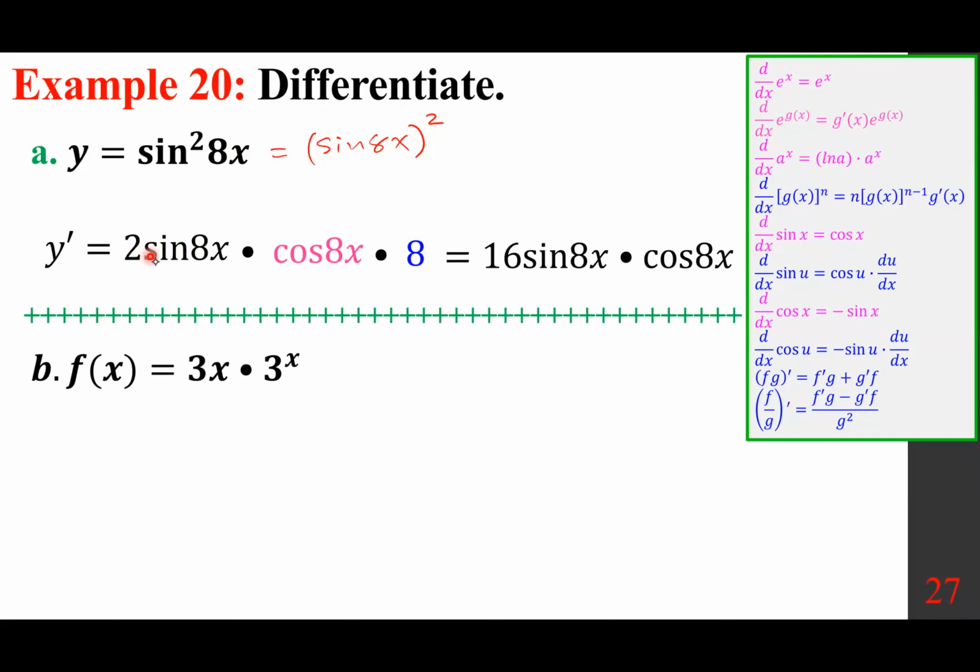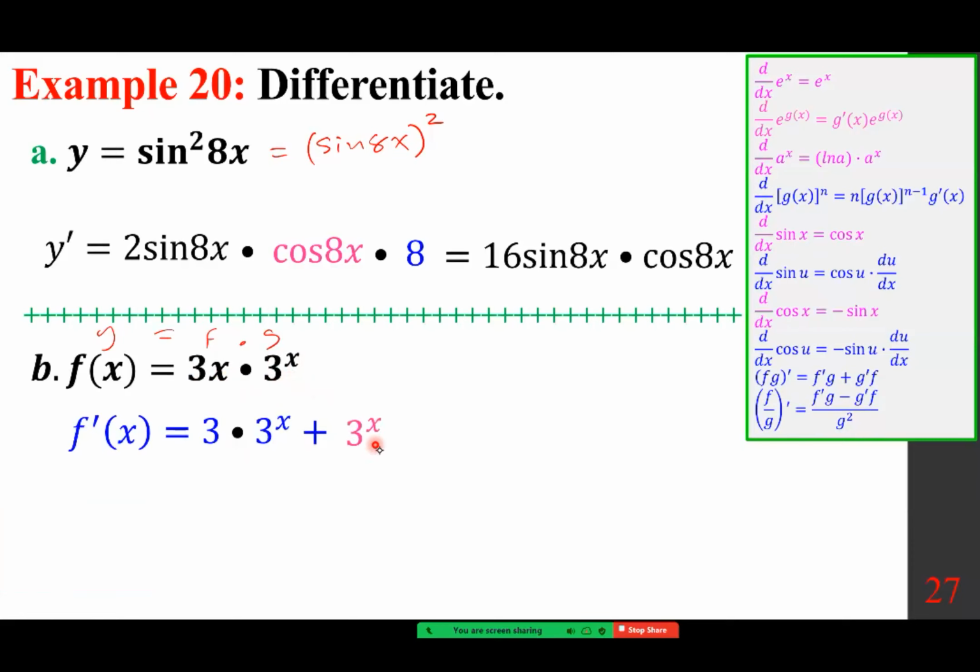f of x is 3x times 3 to the power of x. It's obviously using the product rule. We are looking at the derivative of fg prime is f prime g plus g prime f. Again, if it makes it easier, assume this is f, this is g, and this is y equals that. So we want f prime. The derivative of 3x is 3 times the second one, 3 to the power of x. And then the derivative of 3 to the power of x, any exponential, the answer is itself. Is the base e? No, times ln 3 by the logarithmic properties.